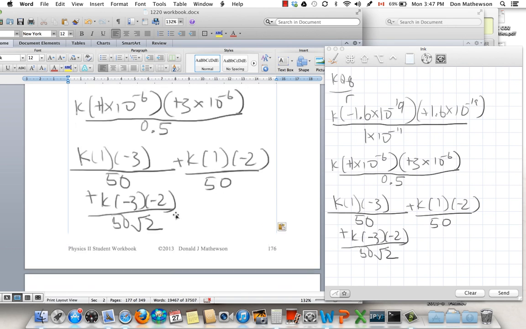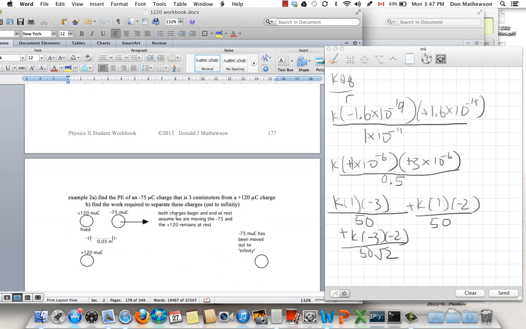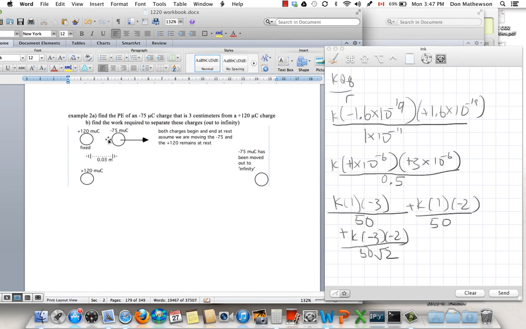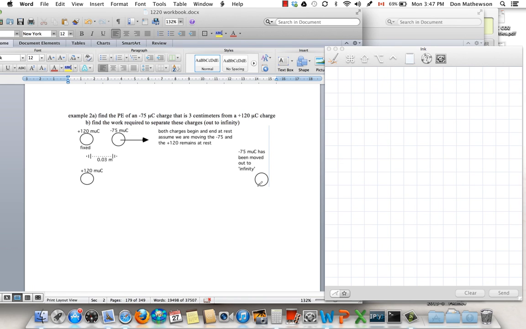All right, so next, another example. Let's find the amount of work done to separate these charges. At the beginning, initially, they're close together. So energy at the beginning plus work equals energy at the end.